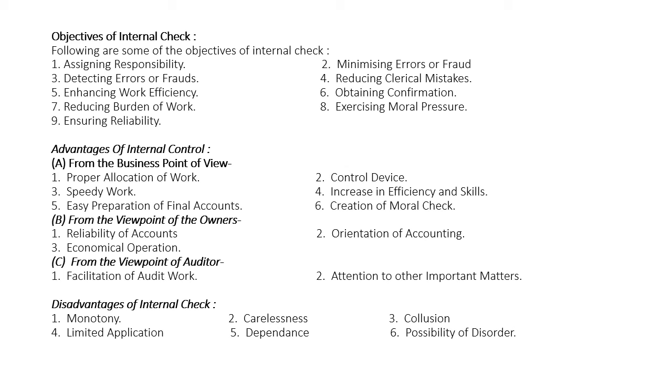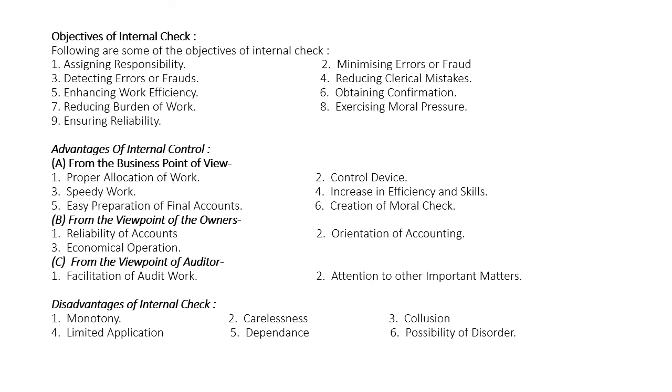First disadvantage is monotony. The work is monotonous, and because of monotonous work, the person engaged in that particular job cannot work properly. Monotony is a disadvantage. Second is carelessness. The possibility of some responsible and high officials being complacent increases as they believe, though not always rightly, that under a sound system of internal check, nothing can go wrong, and thereby carelessness is a disadvantage. Third is collusion. The real purpose of internal check is bound to fail if collusion among the staff exists in disguise.